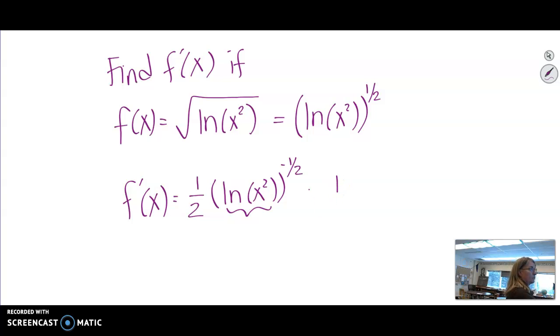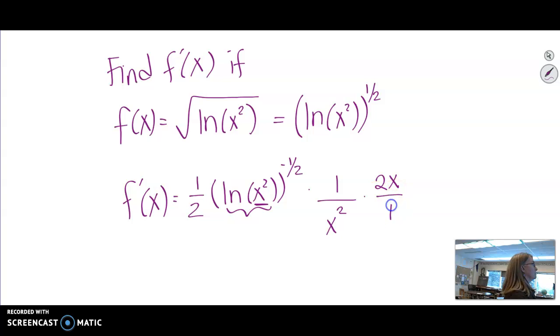But we're going to take 1 over x squared, because remember the derivative of ln of x is 1 over x, or if it's ln of u, if it's a function of x, then you just do 1 over the argument, which is in this case x squared. And then we still have to multiply by the derivative of the inside, so the derivative of x squared is 2x.